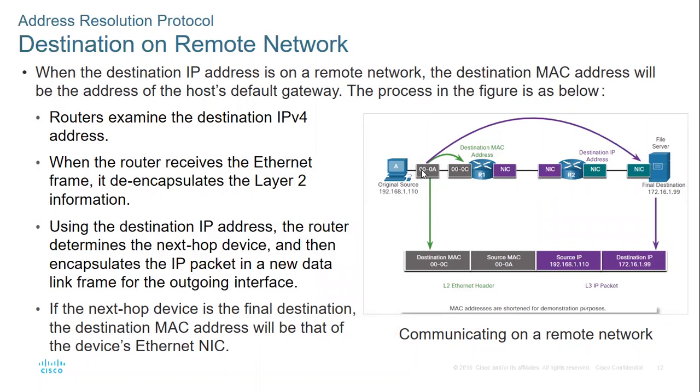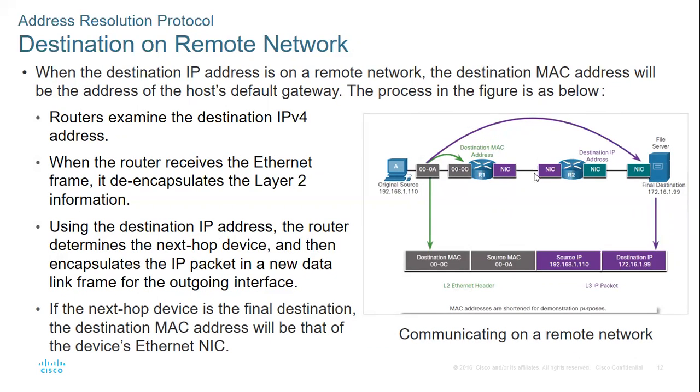So what we have here is PCA, this is router 1, router 2, and this is the server. When you see a router, it means that we are dealing with 2 separate networks. We have this network here, and we have this network here. When you want to connect 2 separate local area networks, what we use is the router.